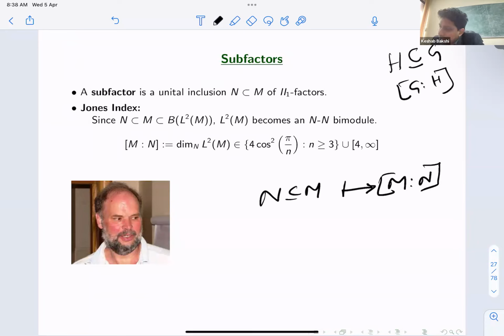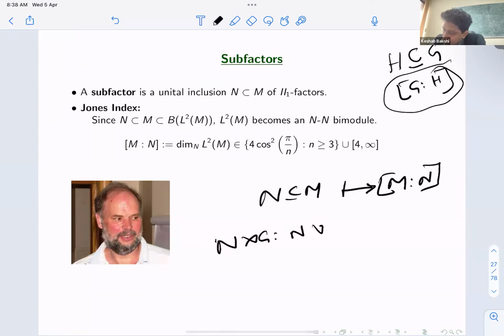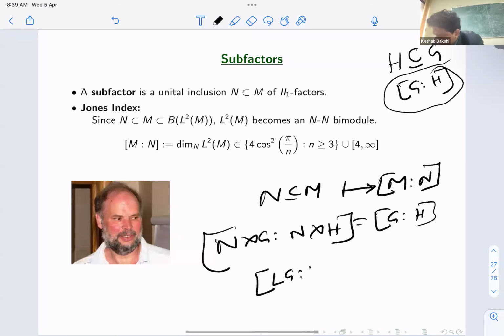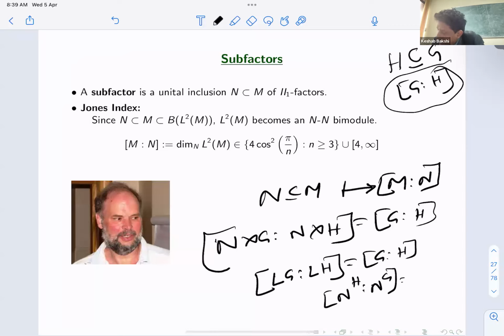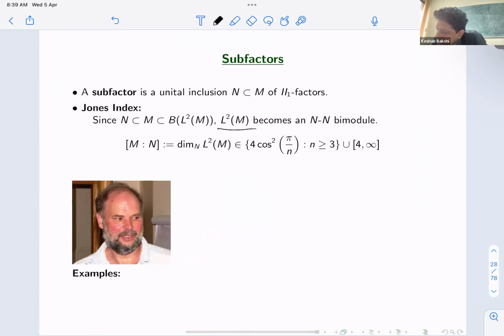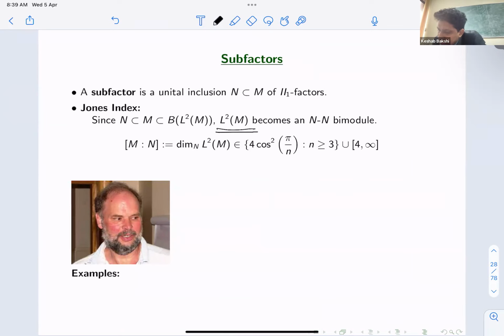And the beautiful thing is that this generalizes the subgroup index. If you have a group and a subgroup, we can get back the subgroup index. More generally, the index of LG over LH will be the index of G over H. And if you take the fixed point algebras, the index of N^H over N^G, because that is also a subfactor, will be the index of G over H. So this can really be thought of as a generalization of the subgroup index. The way it is defined is that the GNS construction L^2(M) can be thought of as an N-M bimodule, and von Neumann's dimension function, or coupling constant, gives the dimension of L^2(M) as a left N-module. I cannot define all these things, but later you will see alternative definitions.